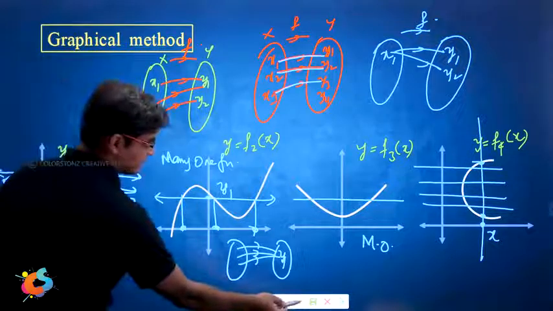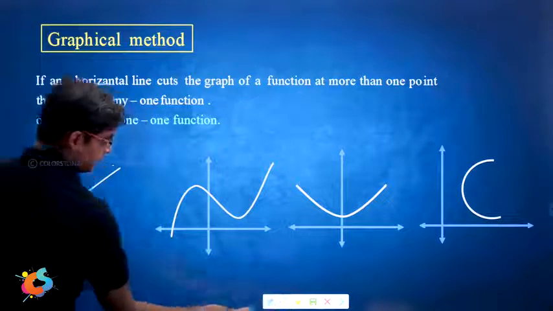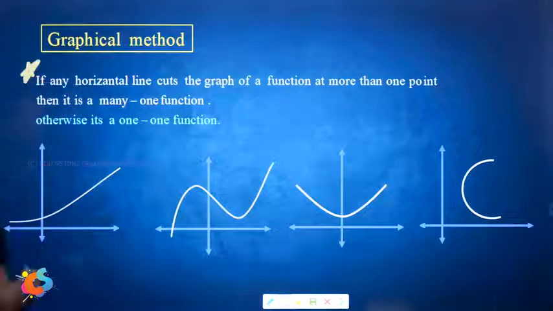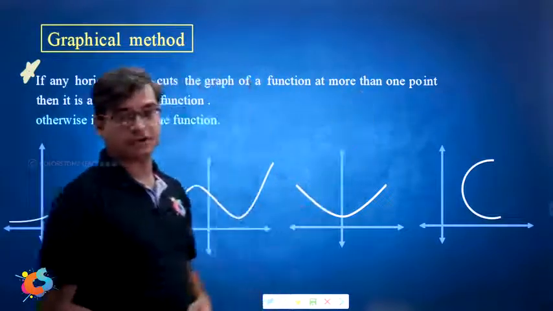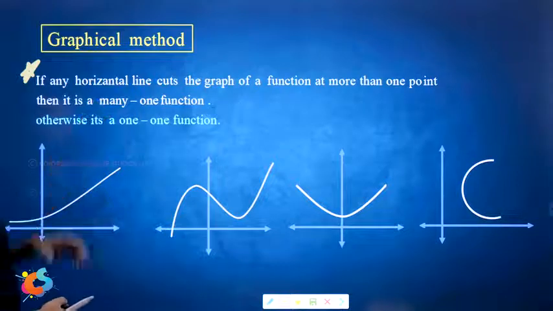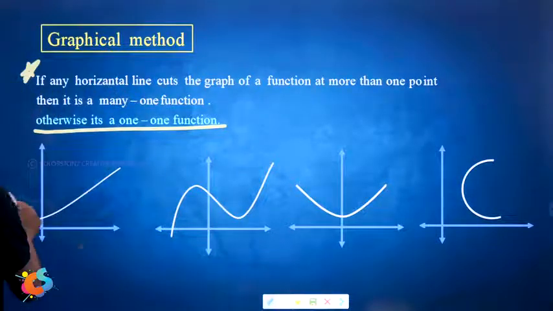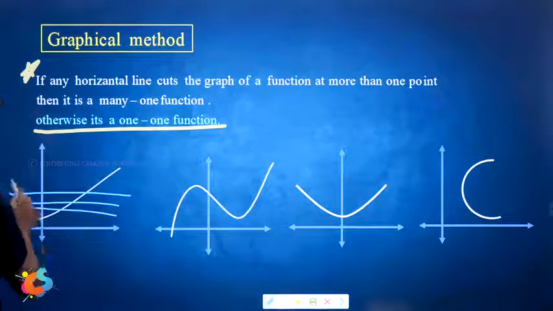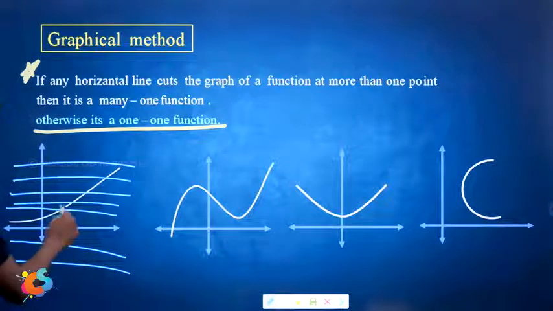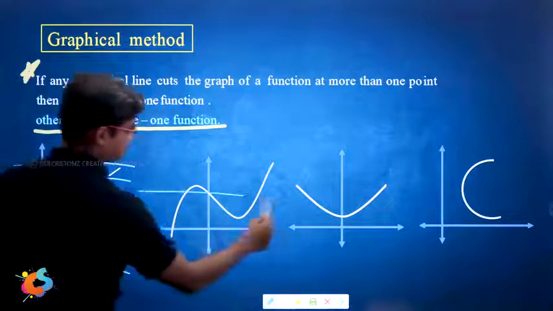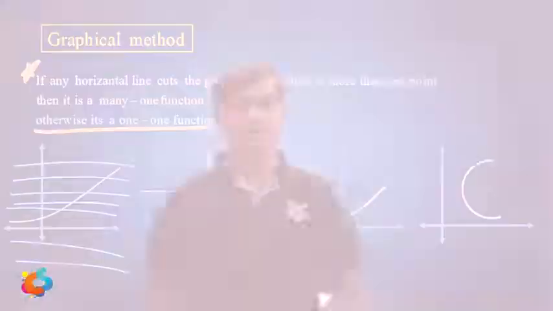Let us write the same thing as a point here so that you can remember this. If any horizontal line cuts the graph of a function at more than one point, then it is a many-one function. Otherwise, it is a one-one function. If there is any horizontal line cutting more than once, then it is many-one. Here 0 is not more than once, right? 1 is not more than once. So here many-one function, like that. Okay, fine.